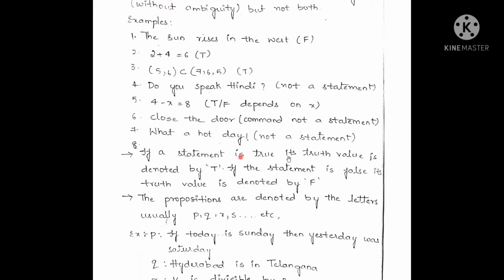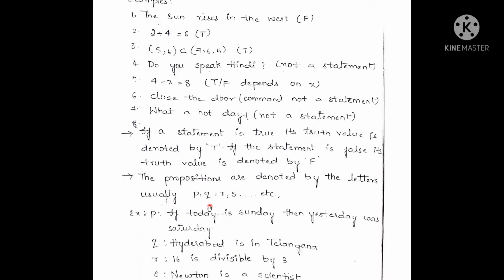Now if a statement is true, its truth value is denoted by T. If a statement is false, then the value is denoted by F. As we have studied in your KGs, T denotes true and F denotes false. Now coming to the next line, propositions are usually denoted by letters, P, Q, R, S, etc. With these, we are going to solve the truth tables.